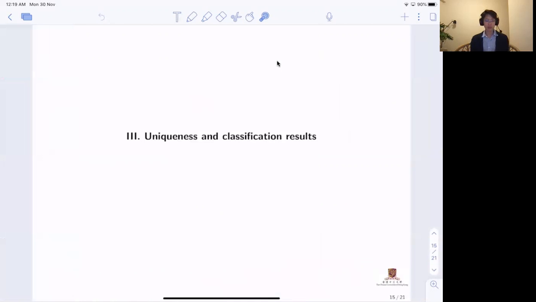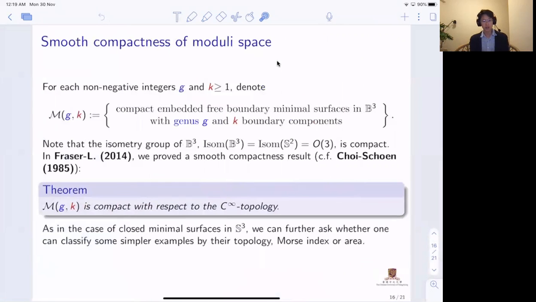Okay, so finally, I would like to mention some uniqueness results and classification results for free boundary minimal surfaces in the ball. As in the case of minimal surfaces in the sphere, we can also look at the moduli space. Now we have to fix the topology of the surface, which consists of the genus g here, and also the number of boundary components k. Okay. So this will be denoted by M_{g,k}, the moduli space of all such examples of this particular topology. Notice that in this case the isometry group would of course create an ambiguity, but this is also a compact group. Okay, so this is just O(3).